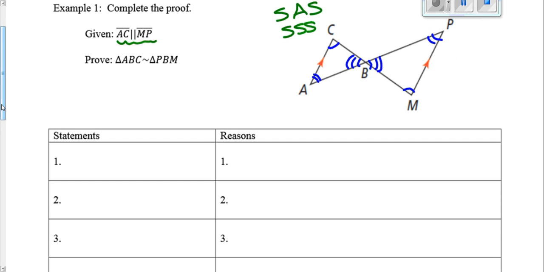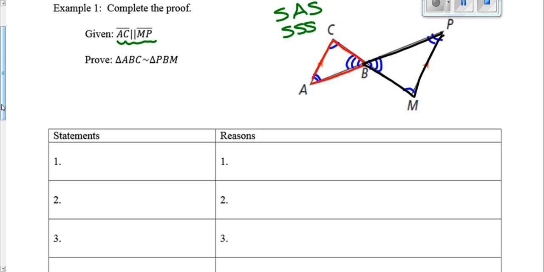Okay, let's start jotting stuff down. Also, it's important before you start to look at what triangles you're proving similar. Here it's ABC and PBM. I'm going to outline them in different colors, because sometimes you'll see in a further example there's more than 2 triangles there, so you've got to make sure you know which ones you're looking at.